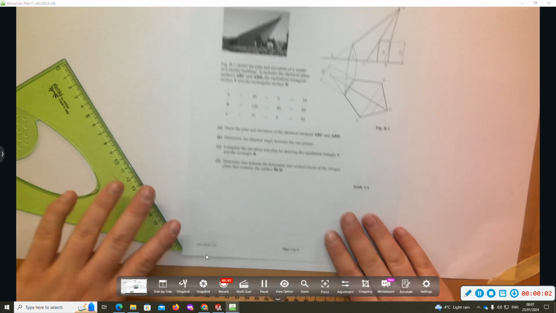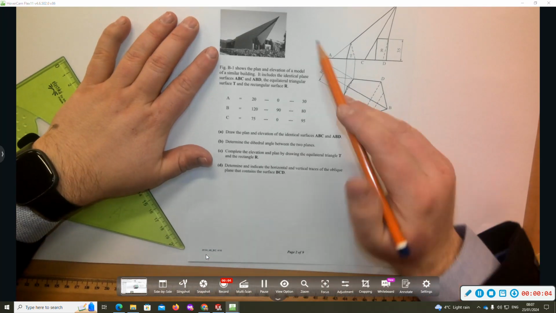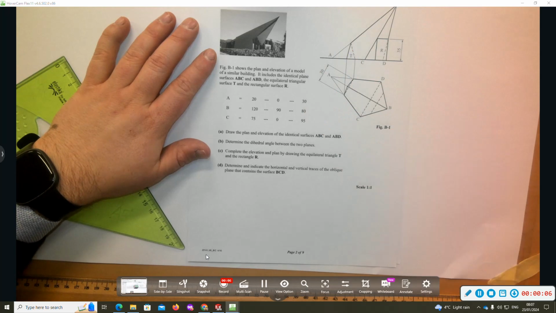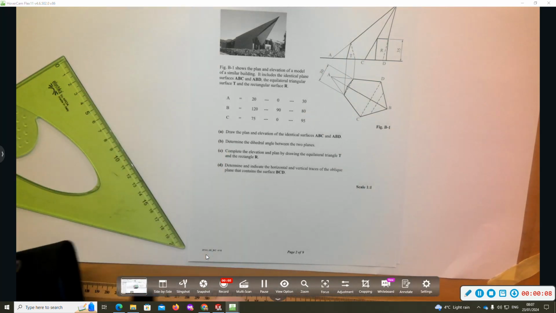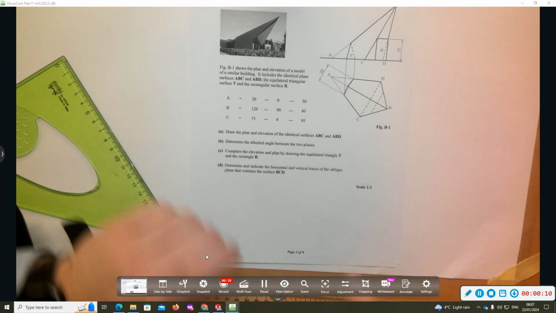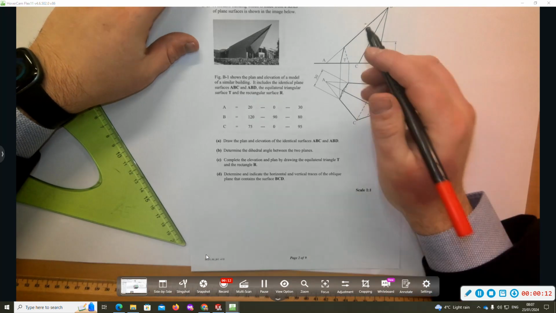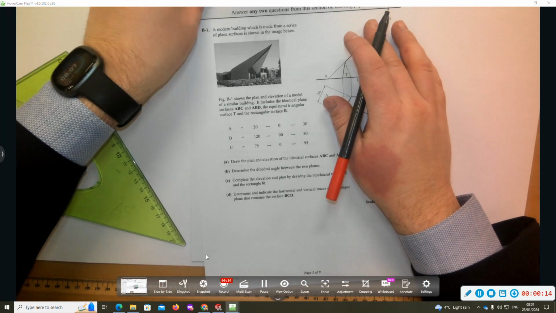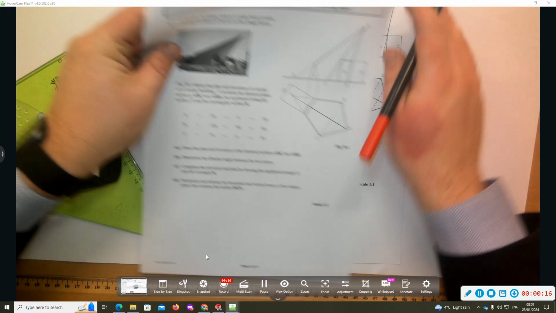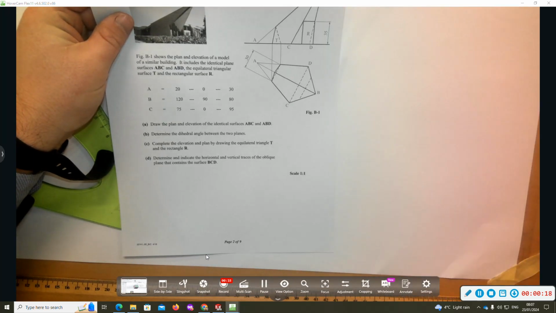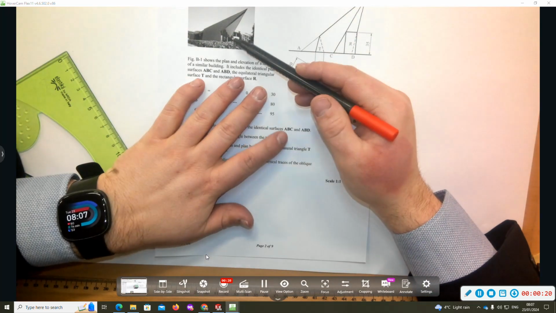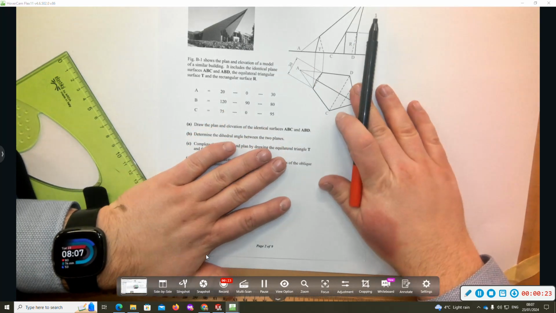Okay, so welcome to this video on the DCG DEB mock exam from 2014. Dihedral angles. Look, there's a fair chance dihedral angles will come up on your mocks, so it's worth knowing these. Now, okay, we've got a modern building made up of planar surfaces, so flat surfaces.